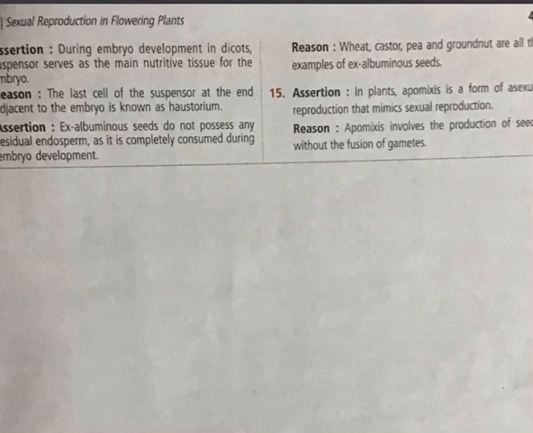Now, question number 14. Assertion: Exalbuminous seeds do not possess any residual endosperm as it is completely consumed during embryo development. Reason: Wheat, castor, pea, and groundnut are all examples of exalbuminous seeds. I think this is wrong. So it has to be C.